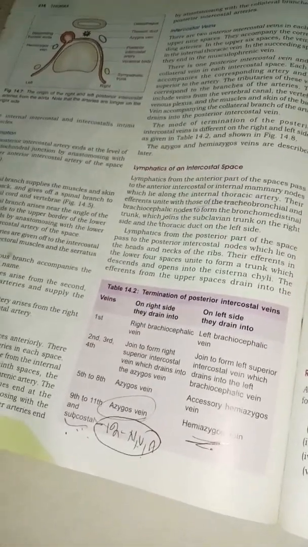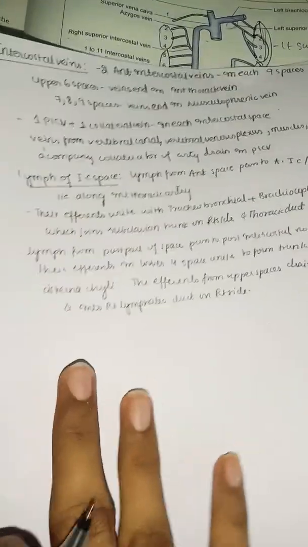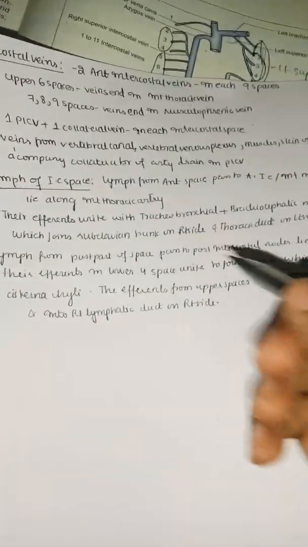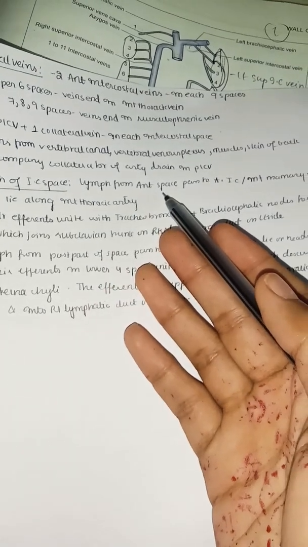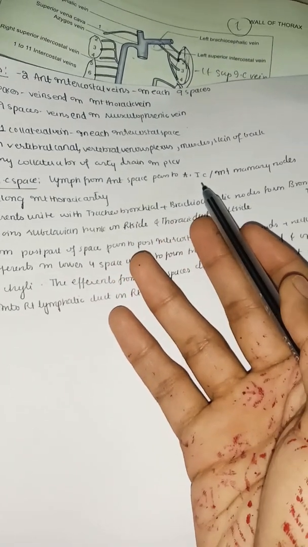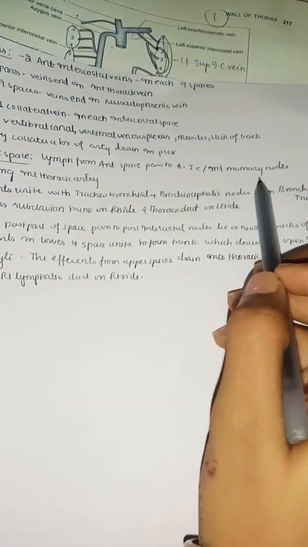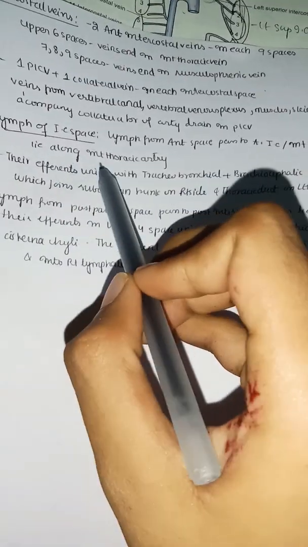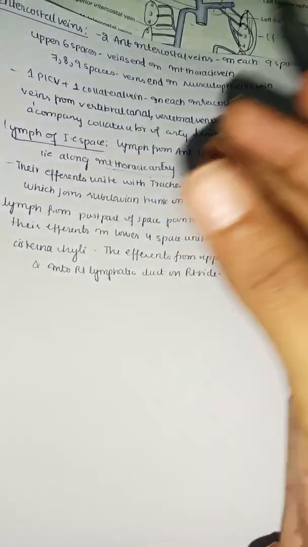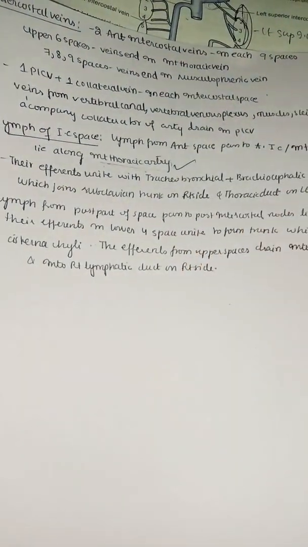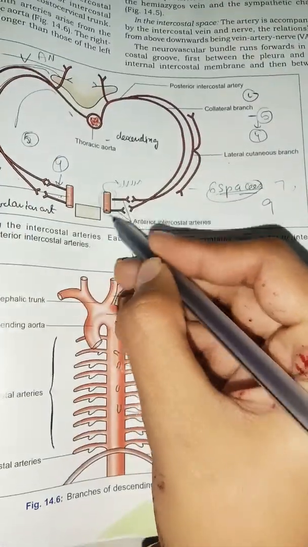And now we will also check out the lymph of the intercostal space. So the lymph is mainly coming from the anterior space and passes into the anterior intercostal space and also to the anterior mammary nodes, that is along the internal thoracic artery. So the lymph is draining into the internal thoracic artery. We already know that one. So here, if you remember right, this is the intercostal artery.